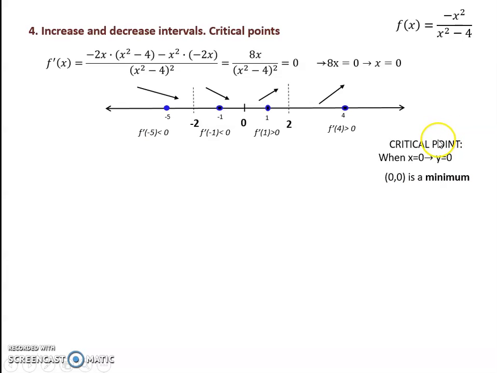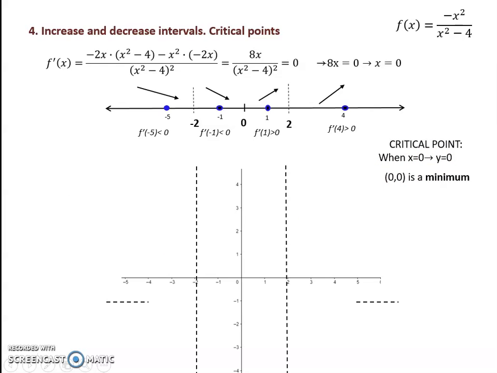So points are points, we need two coordinates, so x is 0, and replace the 0 in the function in order to calculate the second coordinate. We're not replacing here in the derivative, but in the function. So x is 0, y is 0. 0, 0 is a minimum, a relative minimum.